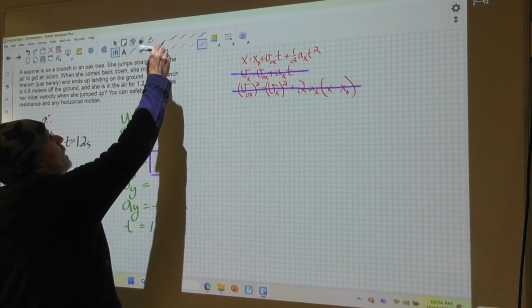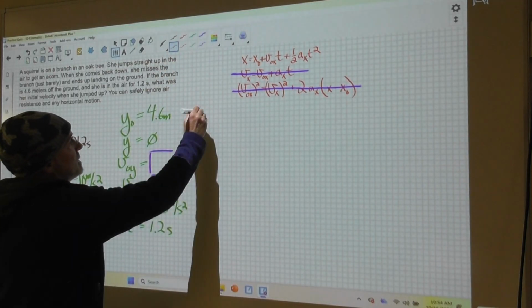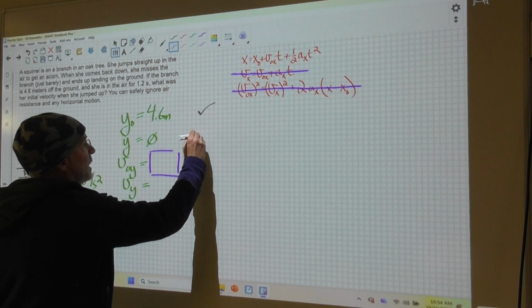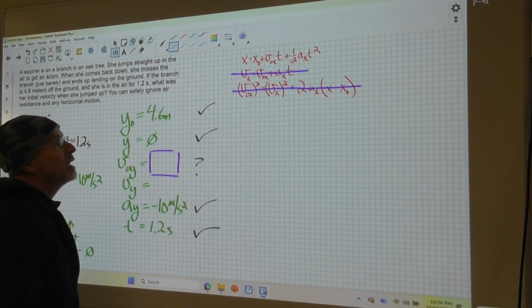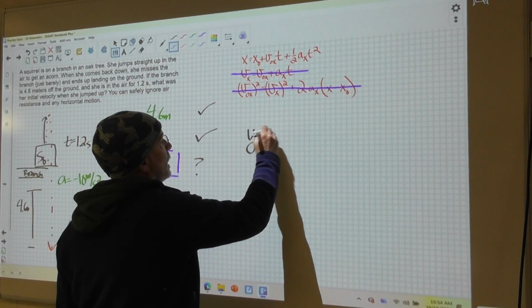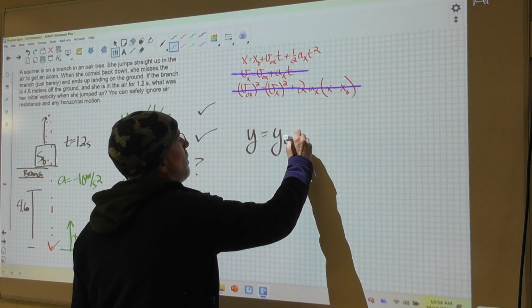So on a quiz, what I would say is, I'm going to put this, and this, and this, and this into the solver, and I'm going to use this equation to solve it.